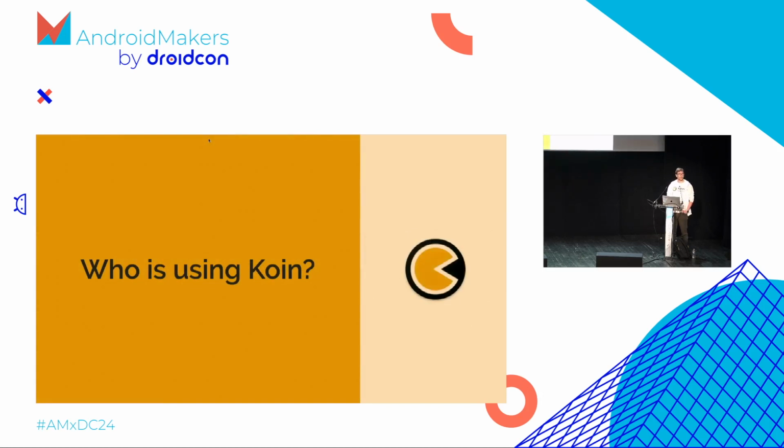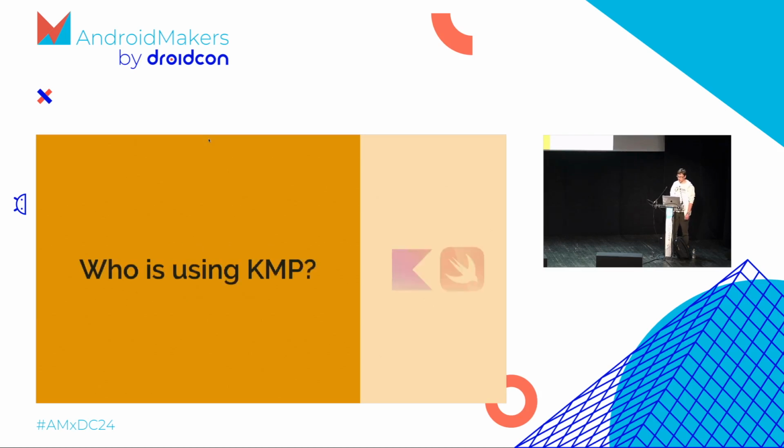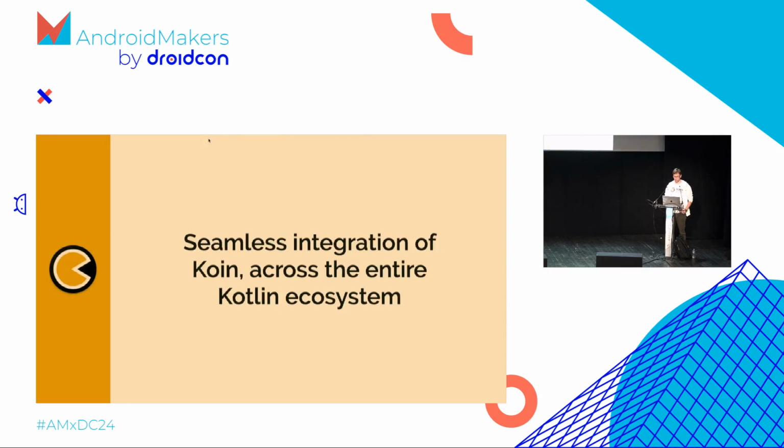Perhaps an icebreaker. Who is using Koin in the room? Oh yeah, almost everyone. Who is making Compose in the room? Okay, fine. All up to date. And who is making KMP? Okay, a third of the room then. Okay, that's fine. Cool, then some good stuff to share with you today.